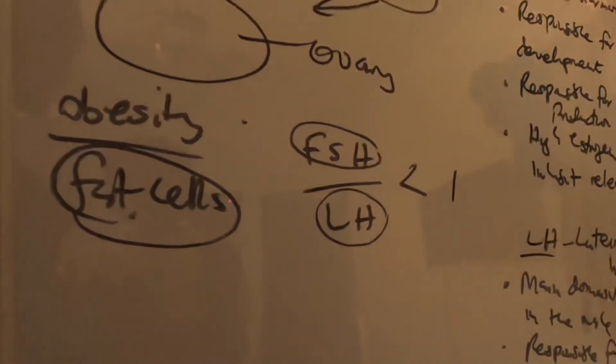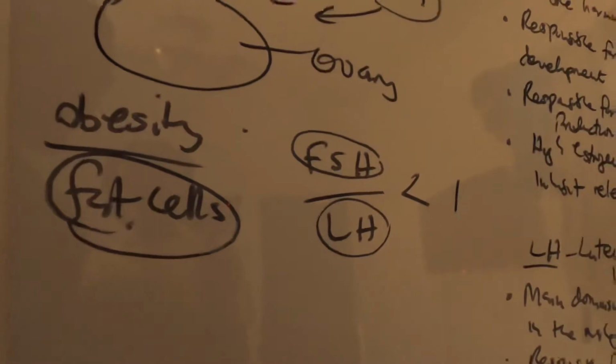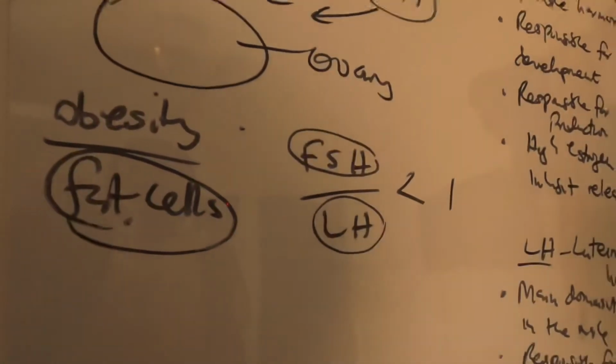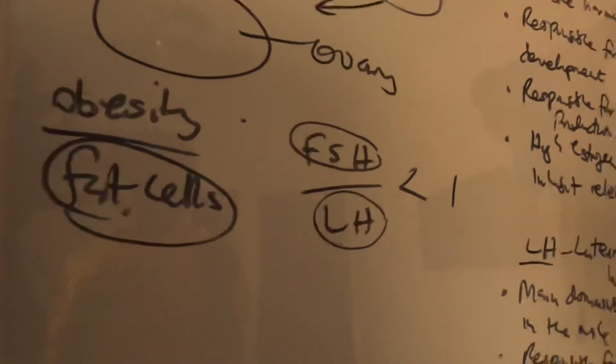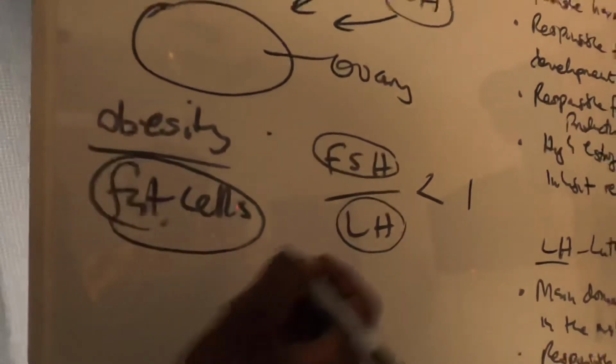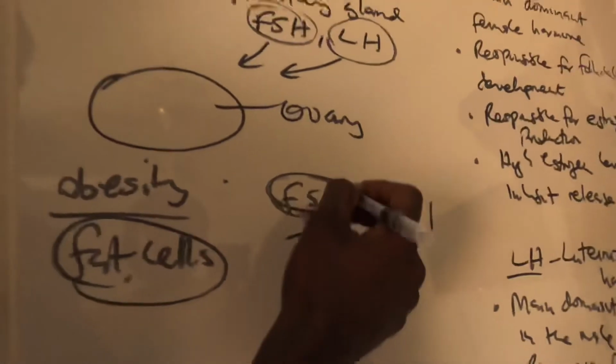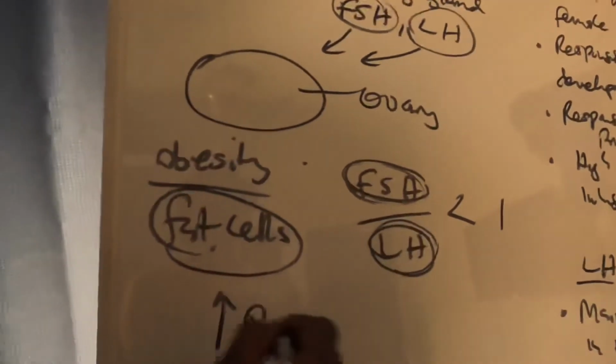Now the luteinizing hormone is responsible for steroid production. So one, people with PCOS have higher levels of luteinizing hormone, then they have lower levels of FSH, and then higher levels of estrogen.